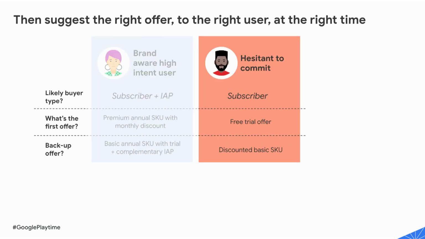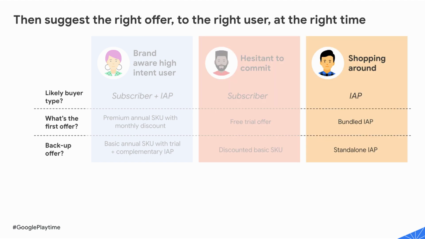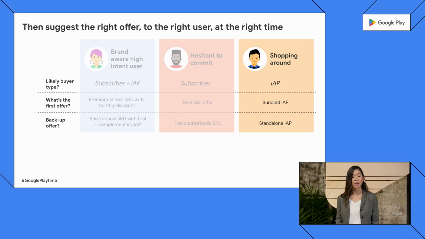For Charlie, they may be a subscriber, but their commitment level is uncertain. So they probably won't convert on a premium SKU initially. Could they convert on a basic SKU with a 14-day trial offer instead? As for Joe, maybe we can assume he's not likely to buy a recurring subscription initially, as he's only interested in a few features. Is there a bundled IAP package he might be interested in?